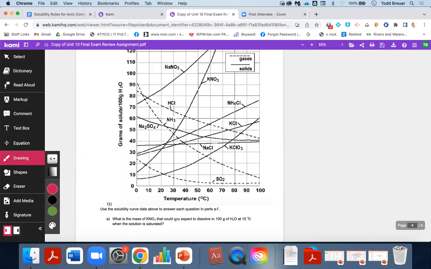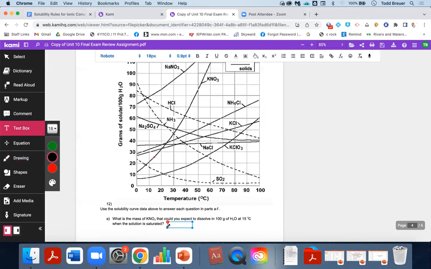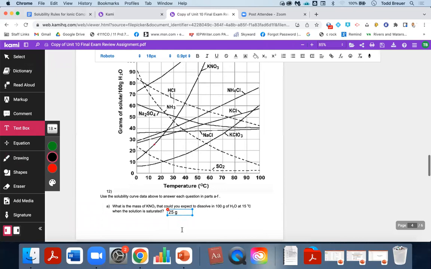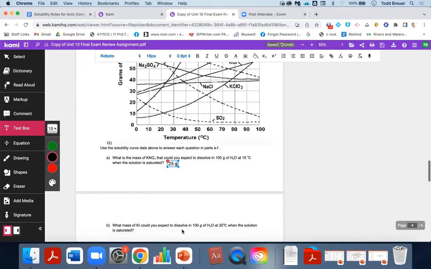So here we go. So let's take 15 degrees and see where it crosses KNO3. KNO3 at 15 looks like it's approximately right here. So we put a dot there. Then we read across. Well, that looks like we could dissolve about 25 grams. When it's saturated, that's the maximum amount we could expect it to dissolve. So a saturated solution at 15 degrees would dissolve 25 grams, but that's only if it were KNO3. There's a different solubility for every chemical.